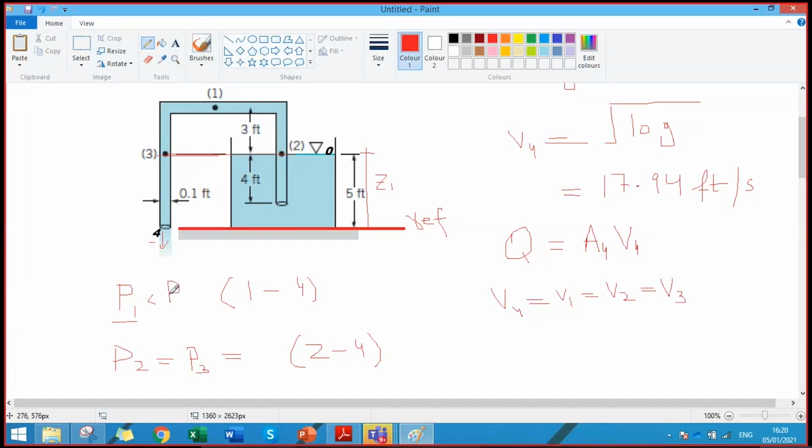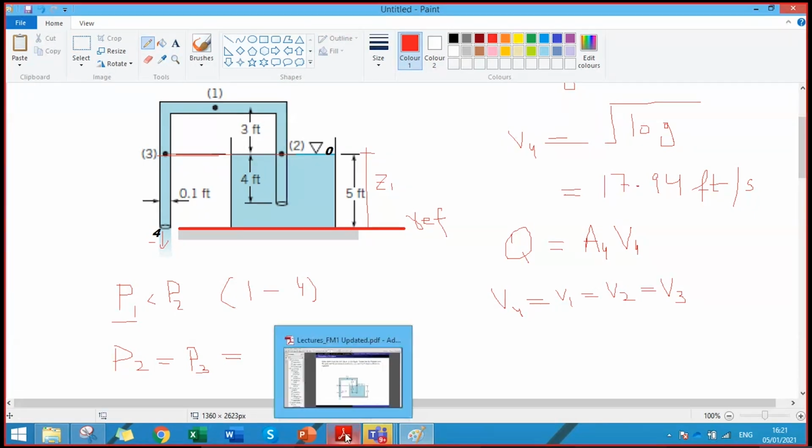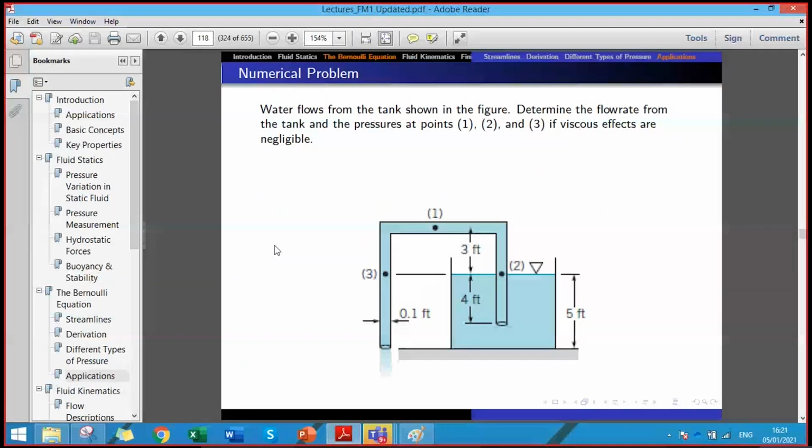Clear? Yes, sir. 4 पे तो 0 हो जाएगा ना, P4 पे तो all the pressure will be converted to the velocity. There is no elevation head, there is no static head. All the head is the dynamic head. Clear? Any question in this problem? Clear?